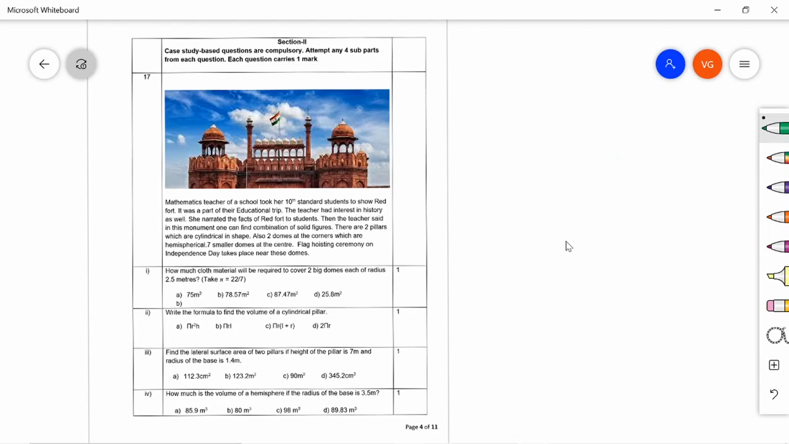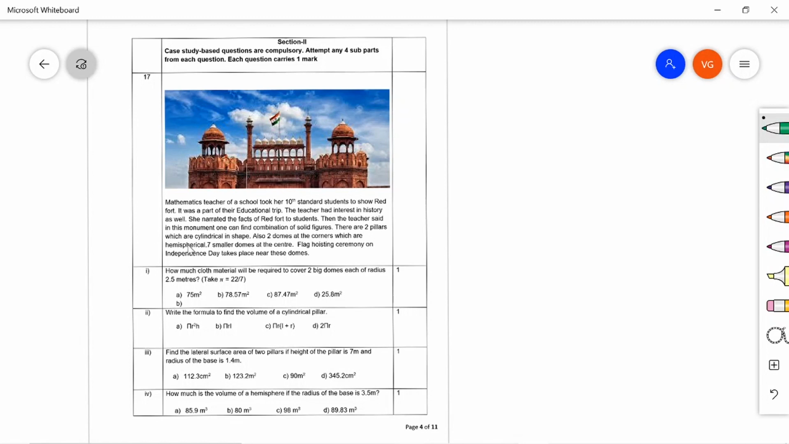Question number 17. This is from section 2. You are given with the case study here. See, the mathematics teacher of a school took her 10th standard students to show Red Fort. It was a part of an educational trip. The teacher had interest in history as well. She narrated the facts of Red Fort to students. Then the teacher said, in this monument, one can find combination of solid figures.